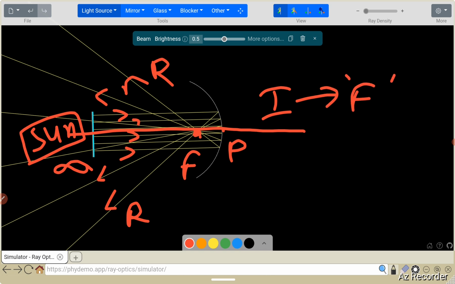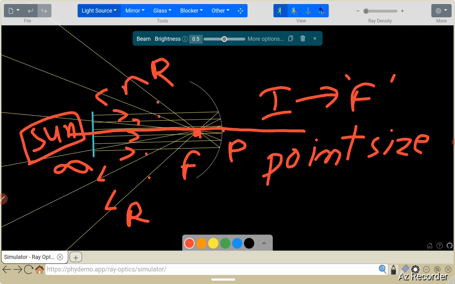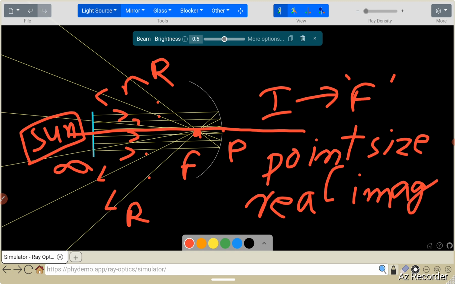And observe the size, it is just a point size, very small image is formed, and this image is formed due to the actual intersection of reflected rays. They are actually meeting, correct? You can directly see them. That's why this image is called what? Real image. Understood? This is the first case. Now let's see the second case.